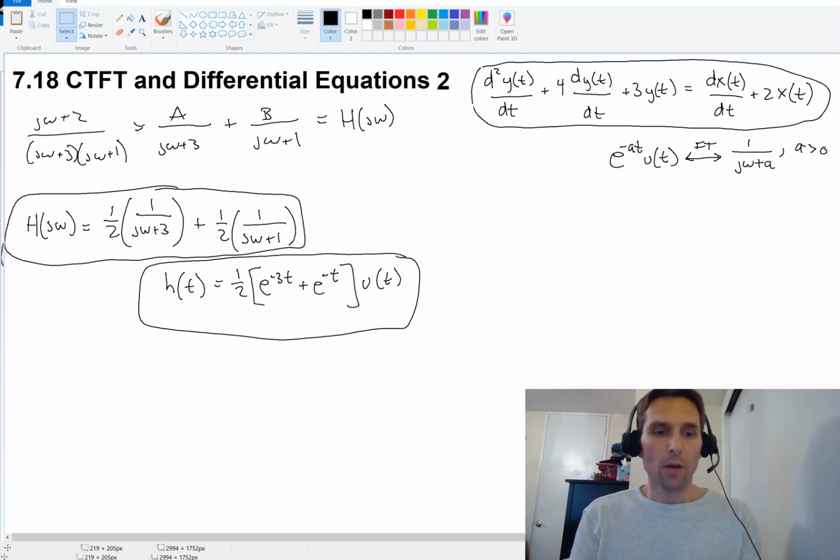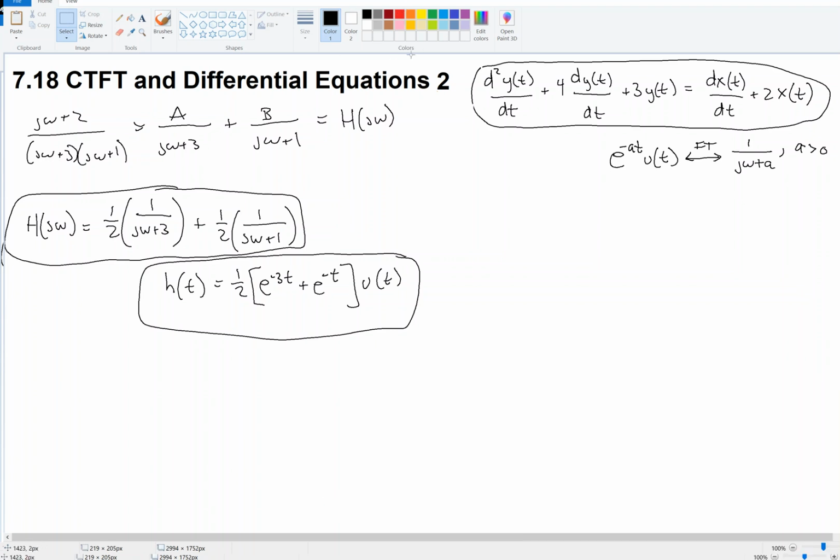Welcome back. This is a continuation of the previous video. We're working on applying the continuous time Fourier transform to differential equations. So let's continue on. Now, from the last video, we started with this differential equation up here in the top right. And from it, we were able to deduce a frequency response that was in this form.